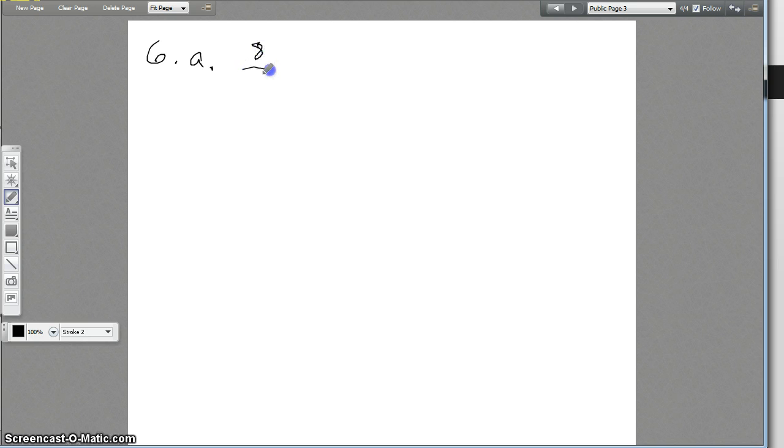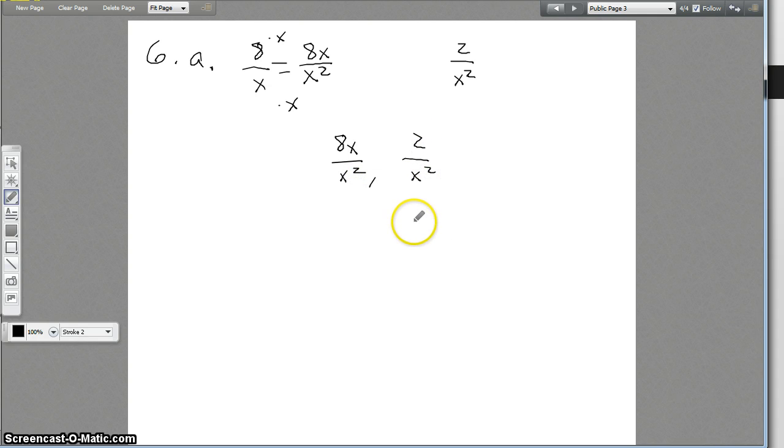So we have 8 over x, and then we have 2 over x squared. What's the greatest common factor between x and x squared? That's going to be x squared. So I can just change my first fraction. What did I have to do to go from x to x squared? I had to multiply by x. So I need to multiply my numerator by x. 8 times x is 8x. So now to have fractions that have the same denominator, I have 8x over x squared, and I have 2 over x squared.